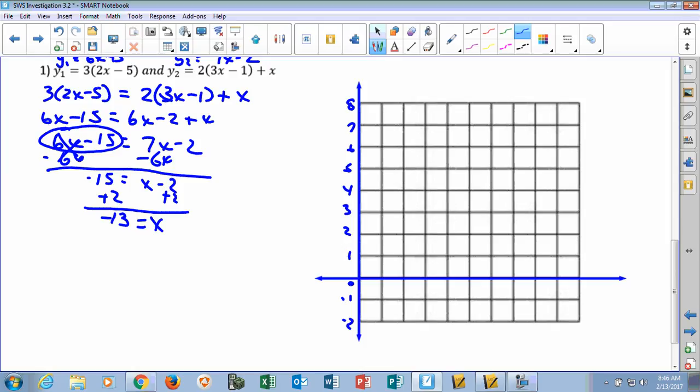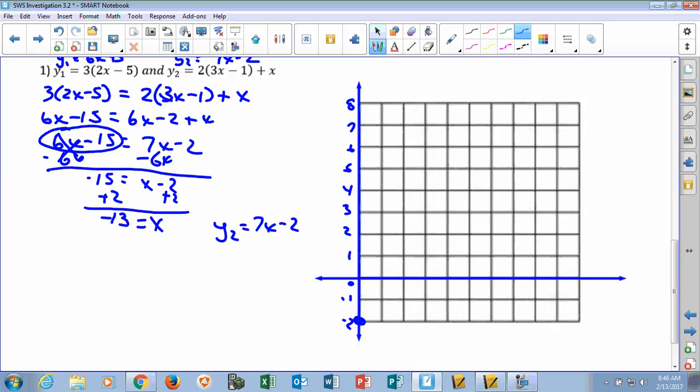Okay. Well, the 7x minus 2 is probably going to be the easier one of the two to graph, because -15 is way down here, right? So -2 is the y-intercept, right? Because y2 is 7x minus 2, and minus 2 is the b, the y-intercept. So if I use the slope to graph it, it's 7.